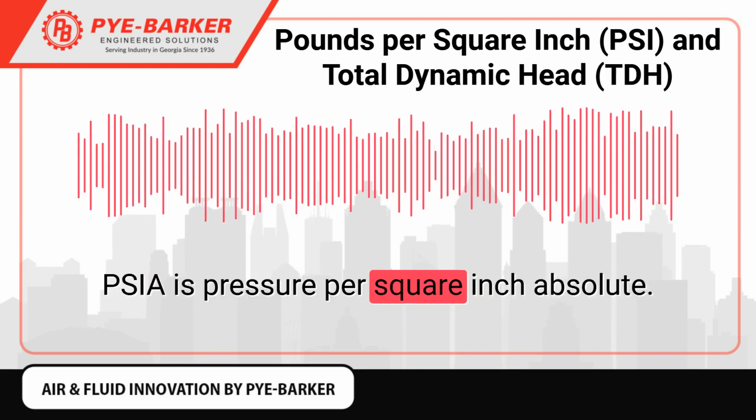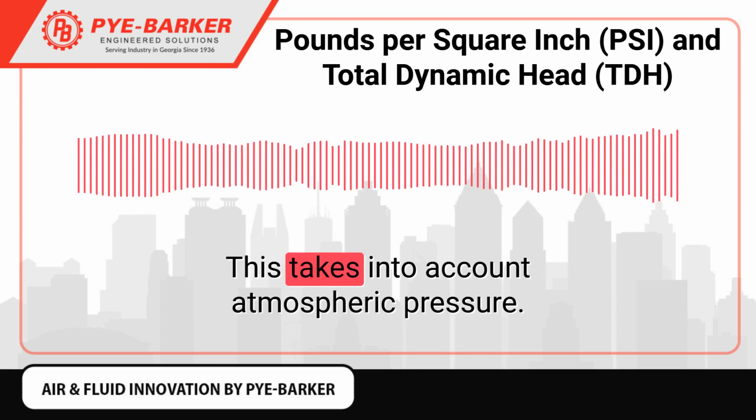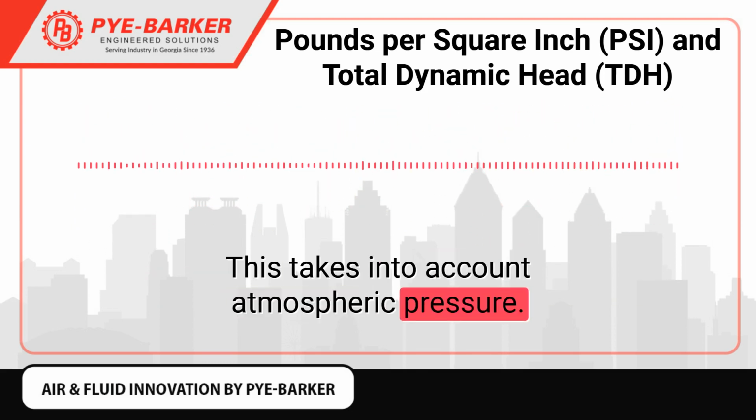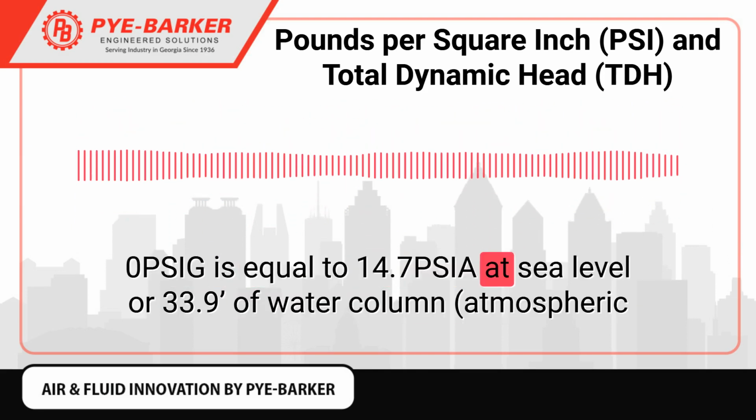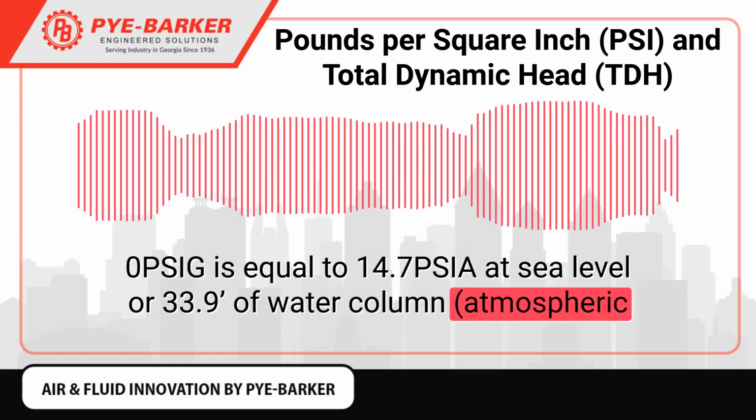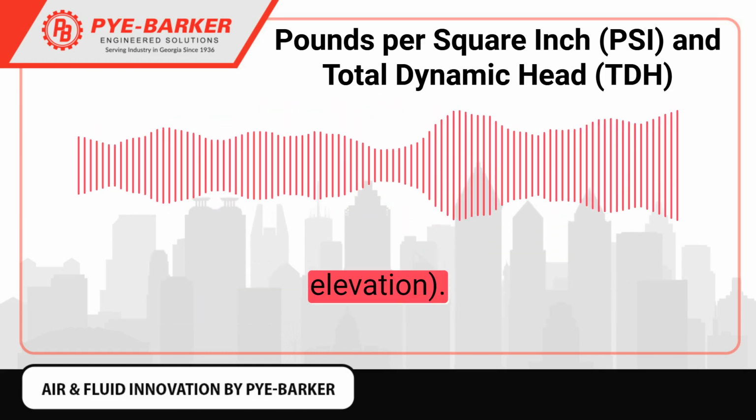PSIA is pounds per square inch absolute. This takes into account atmospheric pressure. 0 PSIG is equal to 14.7 PSIA at sea level, or 33.9 feet of water column.